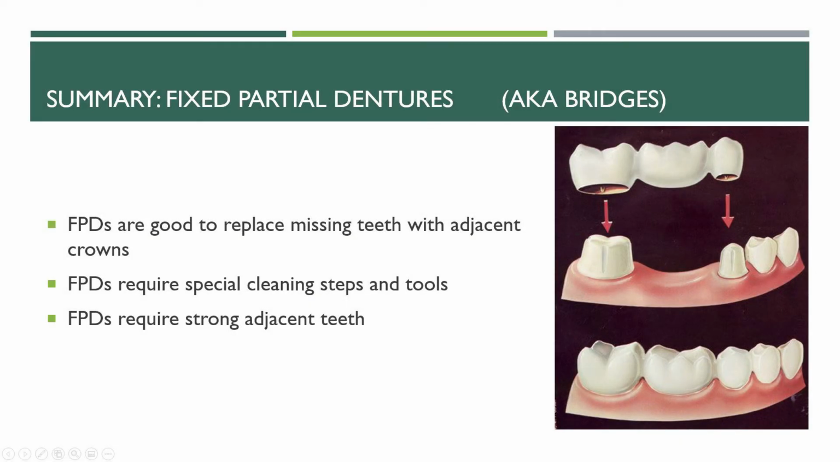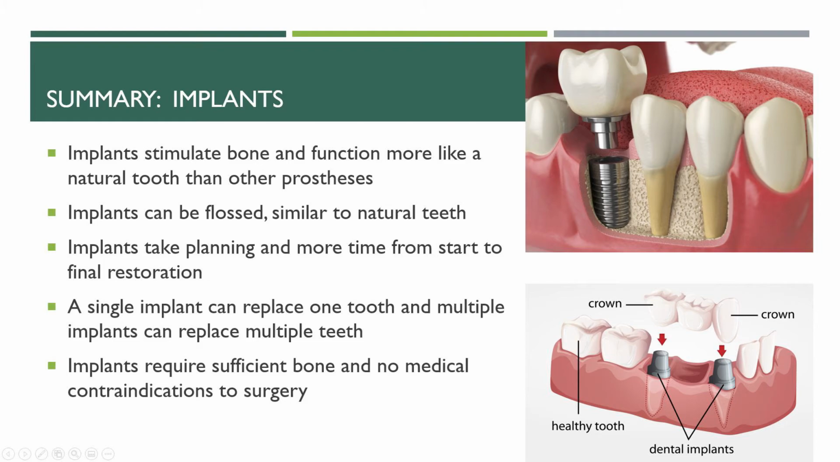In summary, one option for restoring missing teeth is a bridge or fixed partial denture, which is good in situations when the adjacent teeth have existing restorations or if there is not enough bone for an implant. This requires strong adjacent teeth that are supported by good bone levels. FPDs also require extra steps for cleaning. Implants are the restoration that most resembles a natural tooth, as it stimulates bone and is easy to clean. It takes more time to plan and restore an implant due to multiple steps, including healing and two-stage surgery. Implants can replace one or more teeth, but more teeth requires more implants.